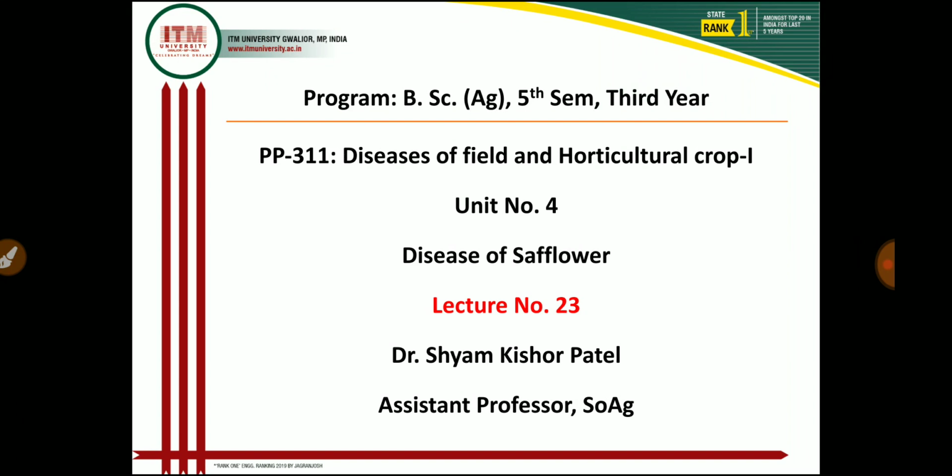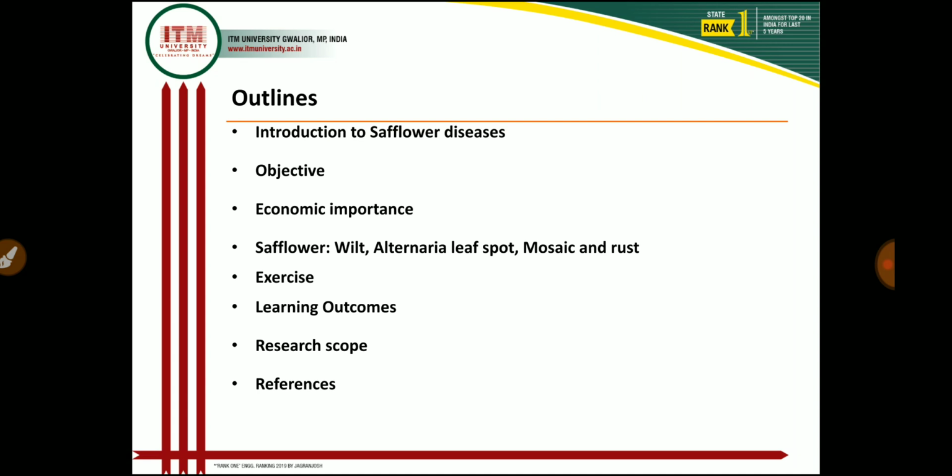So you are in fifth semester, that is third year. I will teach you the plant pathology subject, PP311. The course title is Diseases of Field and Horticultural Crops and Their Management I, in which we only include field crop diseases. So in today's lecture, unit number 4, diseases of safflower crop, which comes under lecture number 23, first I will give the outline of today's lecture.